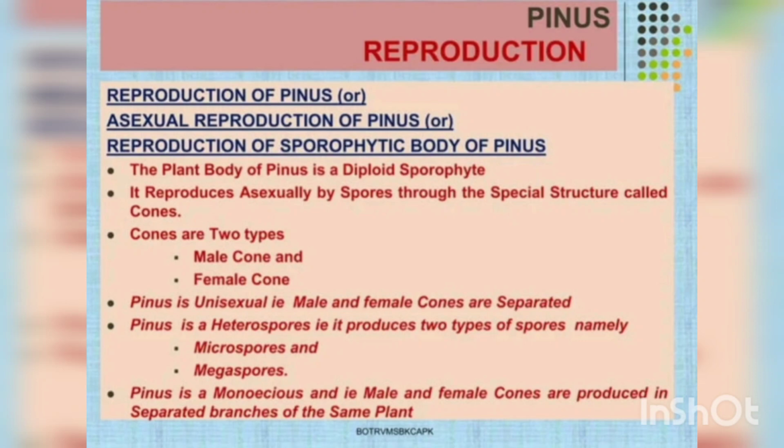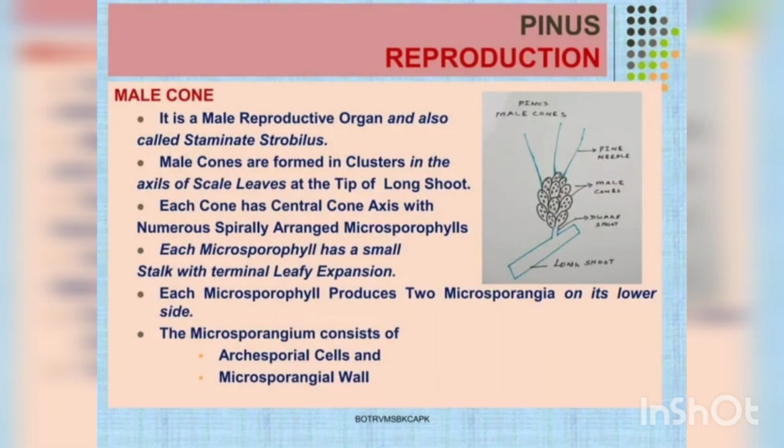There are two types of cones, male cone and the female cone. Pinus is unisexual, meaning male and female cones are separate. It is heterosporous, meaning it produces two types of spores, that is microspores and megaspores. Microspores are produced in the male gametophyte and megaspores in the female gametophyte. Pinus is monoecious. That means they are produced separately on separate branches. The male and female cones are produced on separate branches.